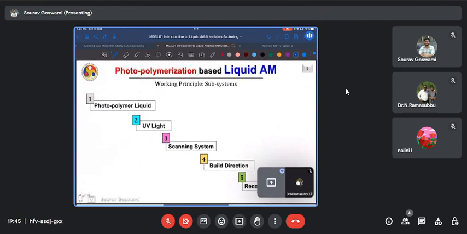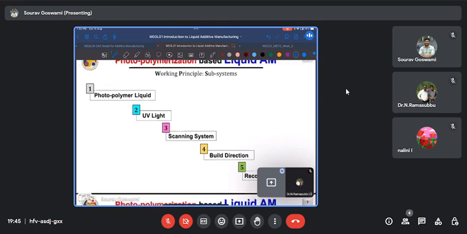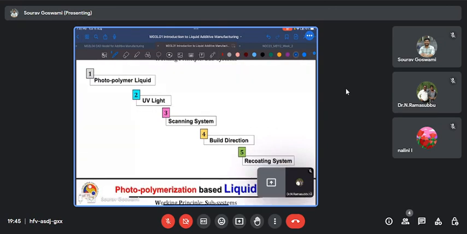For a photopolymerization based liquid AM process, there are certain subsystems which actually govern the working principle or the type of process. First among them is the photopolymer liquid itself. Second is the UV light. Third is the scanning system. We will discuss these in detail in the upcoming slides. Then the build direction and the recoating system.